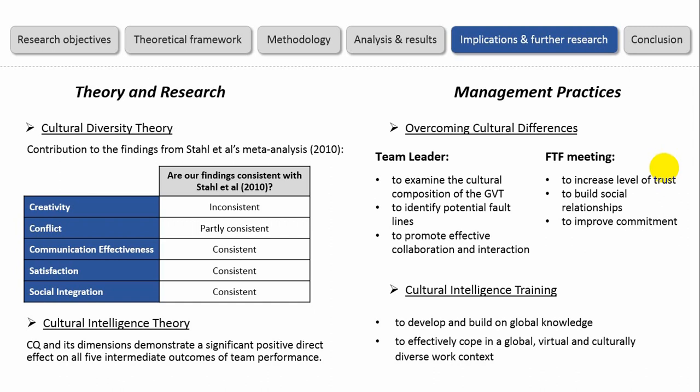Another way for companies to overcome those difficulties would be to have a team leader with expertise in cultural diversity management assigned to each global virtual team from the beginning of the project. We also believe that cultural intelligence is an important aspect to consider when companies form global virtual teams for their projects. So we suggest special CQ education and training program that can be used as a great tool to increase team members' CQ level and to generate effective knowledge and information sharing, both within the global virtual teams and across company boundaries.